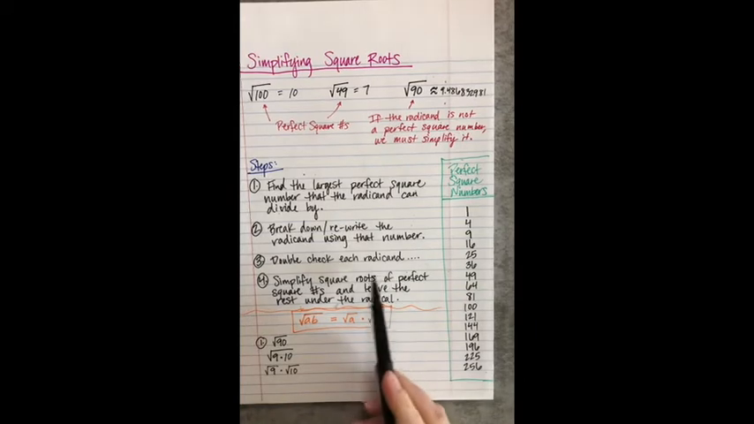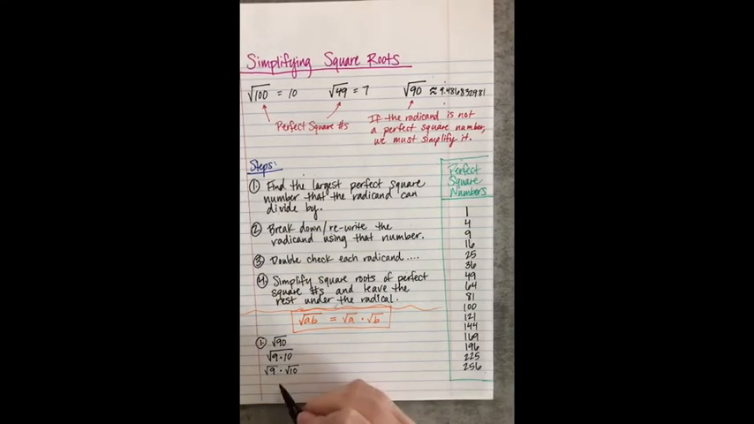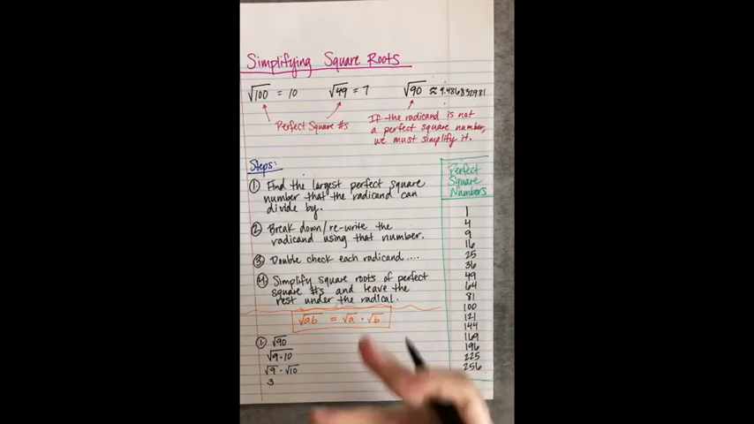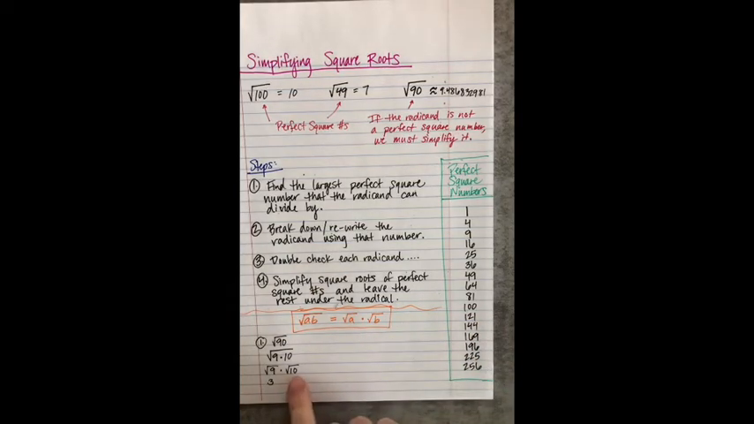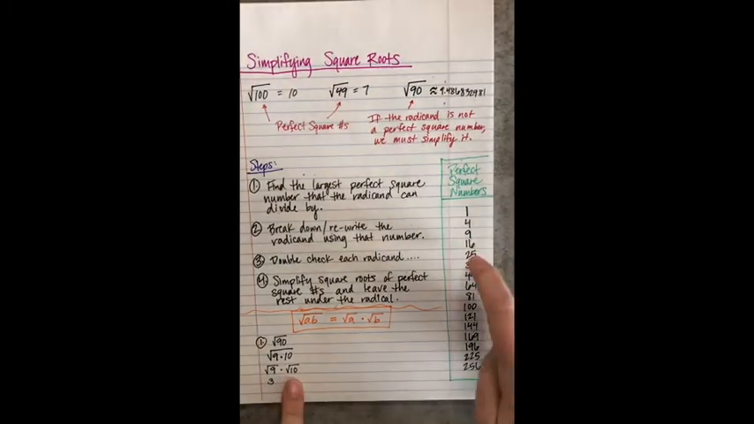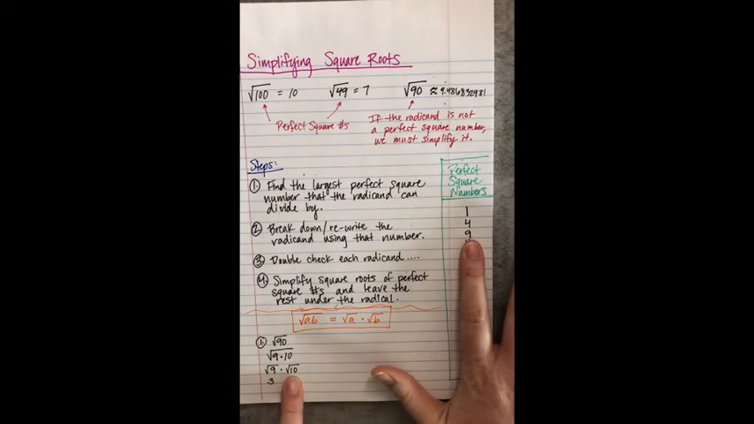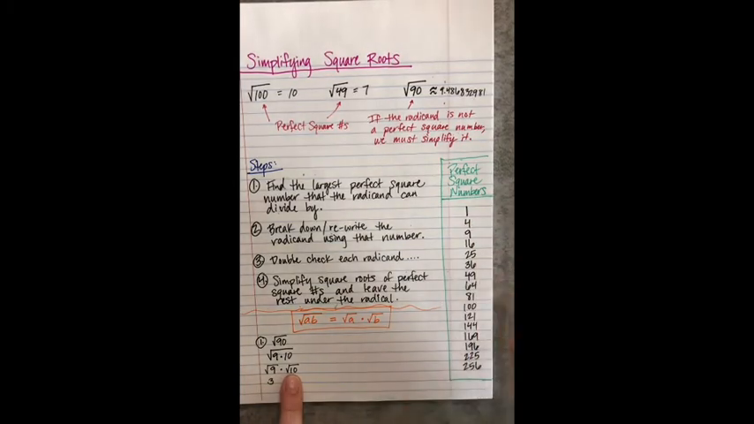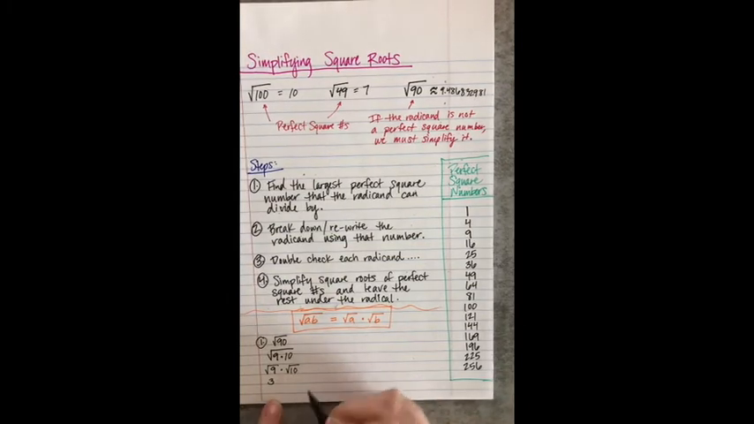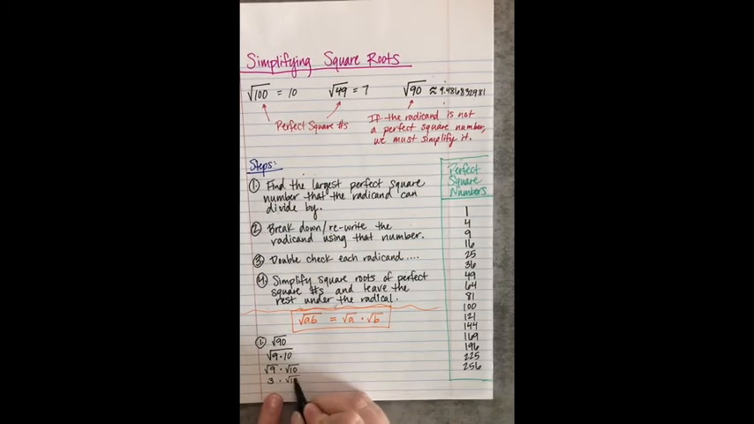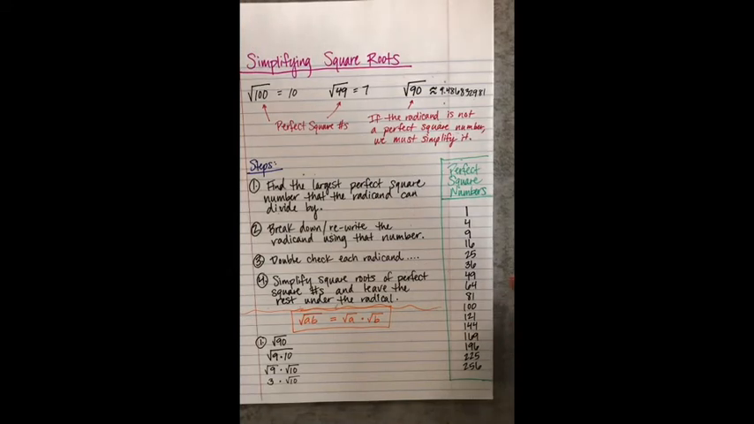Now I need to double check each radicand. Well, square root of 9 is just 3. It's a perfect square number. But I need to double check that square root of 10 can't also break down further. So square root of 10, well, anything higher than 16 is too much. 10 divided by 9, not a whole number. 10 divided by 4, not a whole number. 10 divided by 1, yeah, it's a whole number, but it just is 10, so it doesn't really do anything. So that is just gonna be what it is, square root of 10. I can't break that down further.